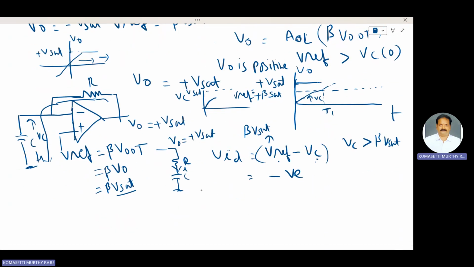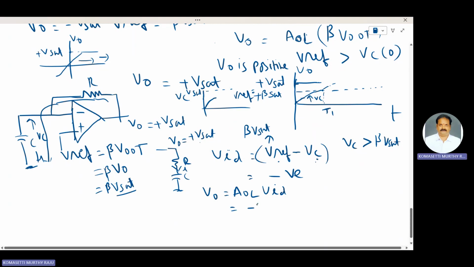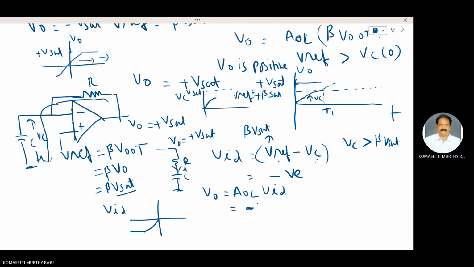VID is negative means the output voltage V naught is equal to AOL into VID, and this one is negative. VID is negative means the output voltage V naught is at minus V set.